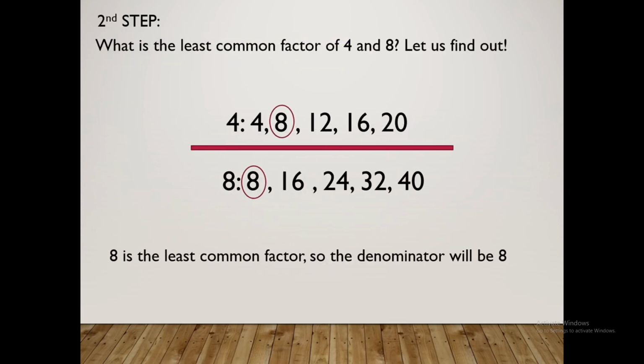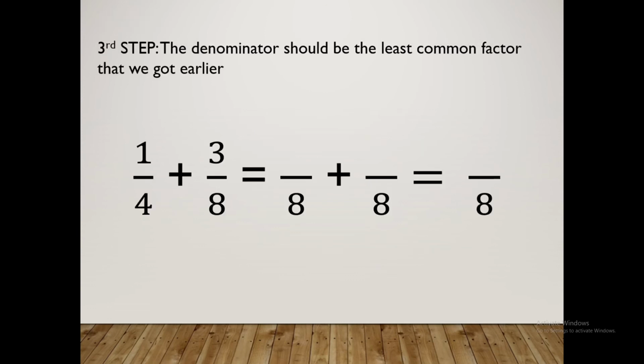So what is the least common multiple of 4 and 8? First, let us see the multiples of 4 and 8. For 4, we have 4, 8, 12, 16, 20. For 8, we have 8, 16, 24, 32, and 40. And we can see that the least common multiple of both numbers is 8. Hence, we will use 8 as the denominator for our answer. The denominator of the answer should be the least common multiple, which is 8, that we got earlier.